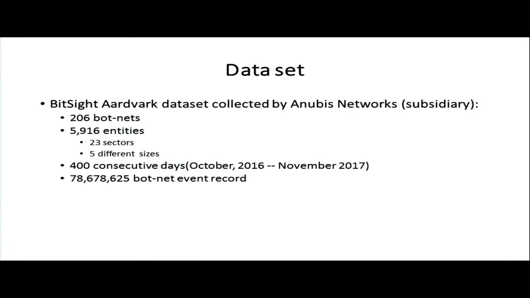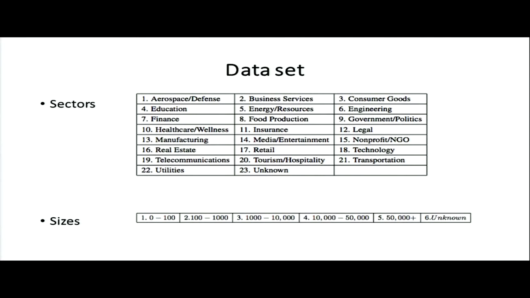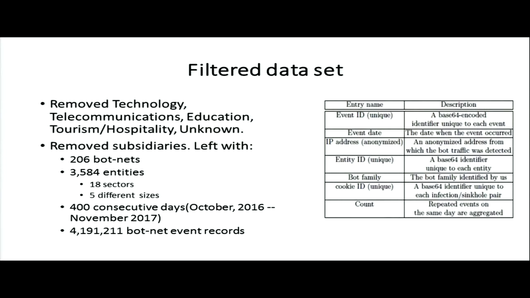At any time, if you have any questions, you can stop me and ask. So these are the sectors that they use. These are the 23 sectors: aerospace, defense, and so on. All companies are split into these 23 sectors, and you can see there's a sector called unknown. And then sizes, they split into the following 5 categories: 0 to 100 employees or computers, 100 to 1,000, 1,000 to 10,000 and so on, 50,000 plus, and then there's also an unknown category. Using both offline and online information, they make these estimates, and they gave all this data to us.